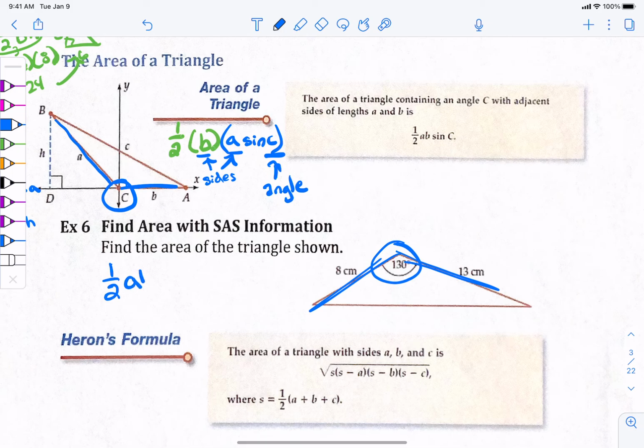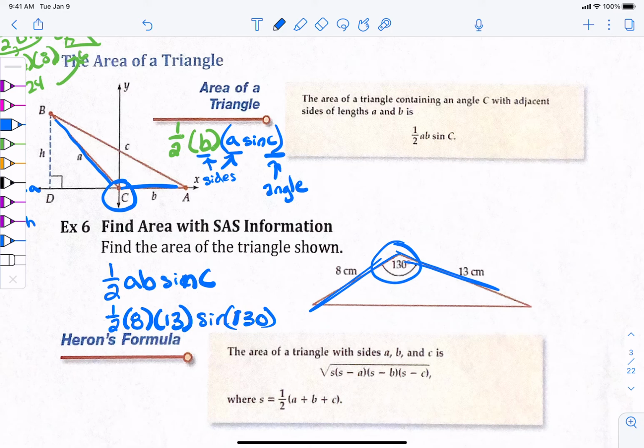But base times height is AB sine C. And it doesn't really matter what they're named. We just need to make sure that the 2 sides are the ones that are right next to the angle. And we just plop them in, right? So 1/2, what do you want A to be? 8. And B is 13. And then I want to do sine of 130, okay? I would do them in that order.